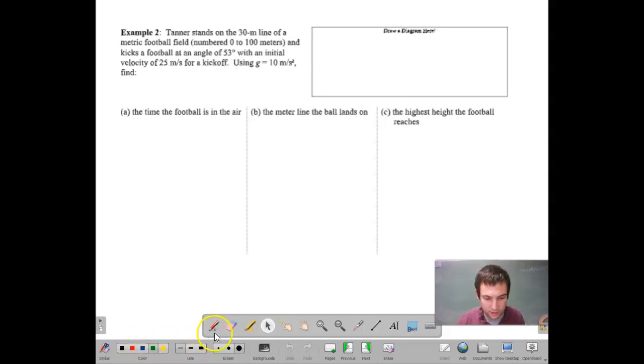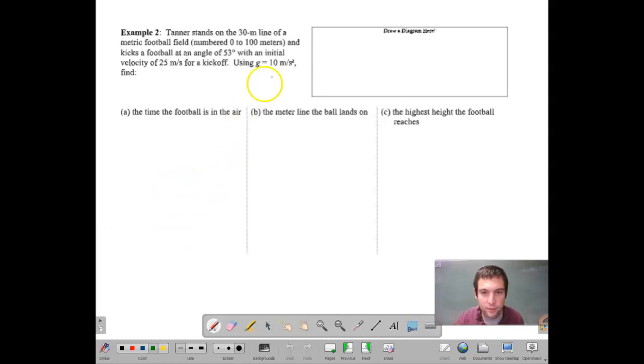Moving on to example 2. We've got Tanner standing on the 30-meter line of a metric football field, which is measured 0 to 100 meters, and kicks a football at an angle of 53 degrees with an initial velocity of 25 meters per second.